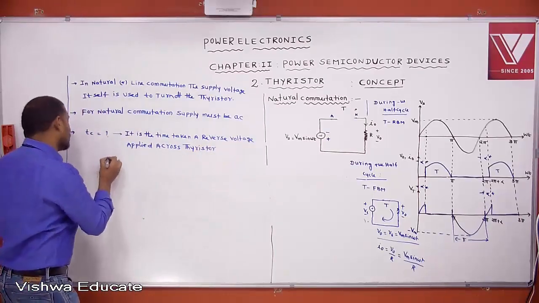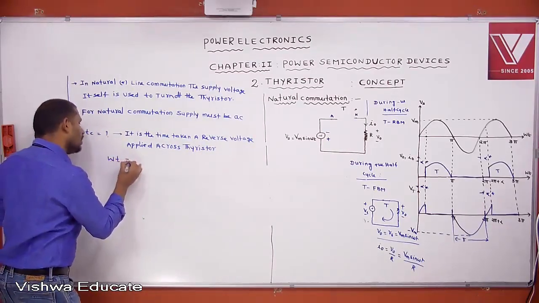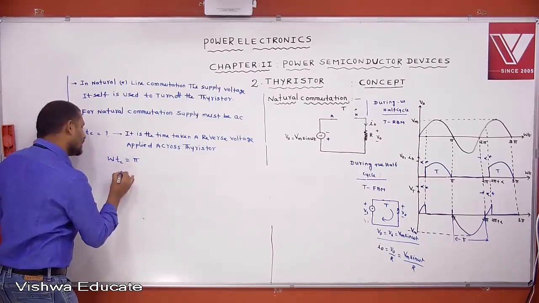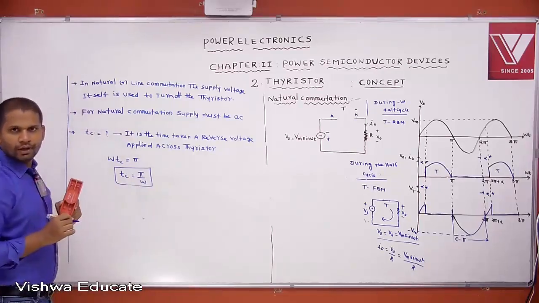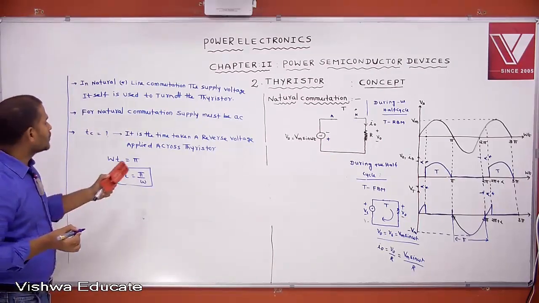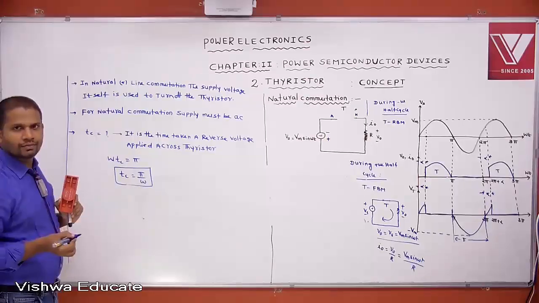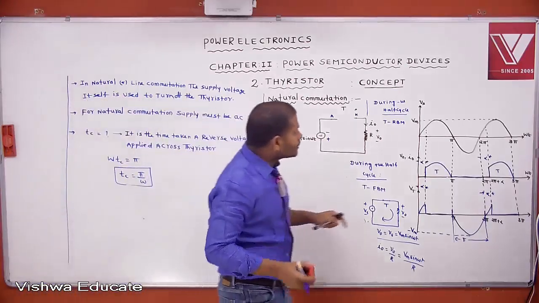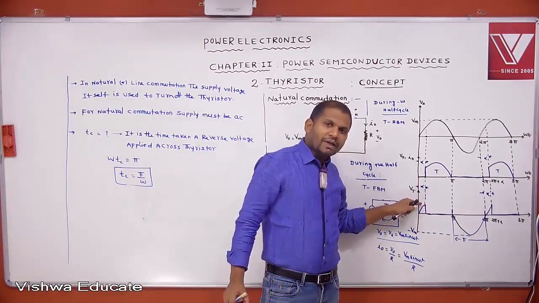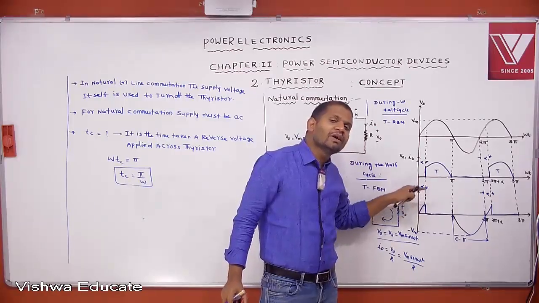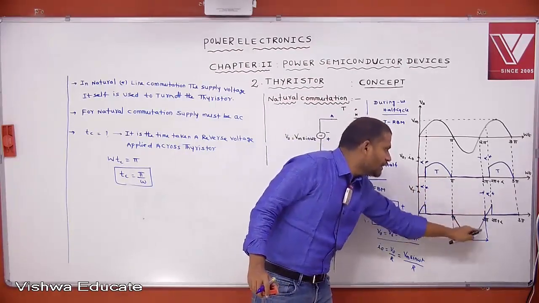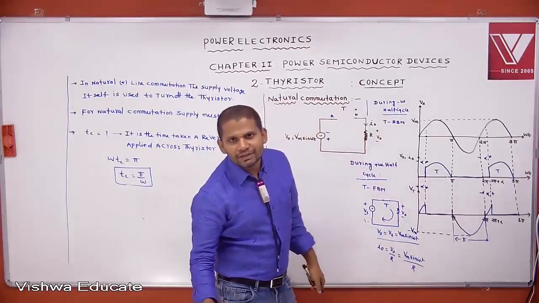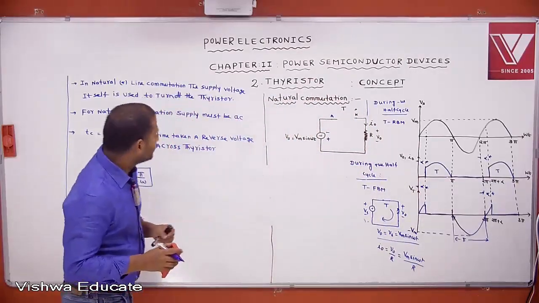How much period is it applied? Omega t equal to pi. This time is taken as the circuit turn off time, so circuit turn off time equals pi by omega. This much time a reverse voltage is applied across the thyristor. But don't think that here also the thyristor is not conducting; the definition of circuit turn off time is for reverse voltage, not forward voltage. In one cycle, a pi period of reverse voltage is applied. That's why circuit turn off time equals pi by omega.